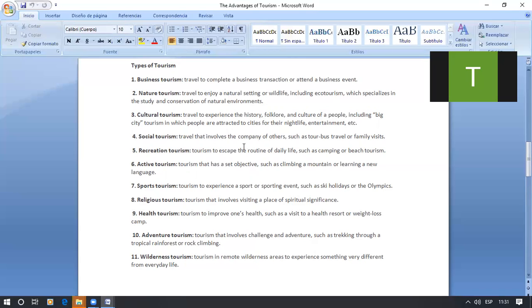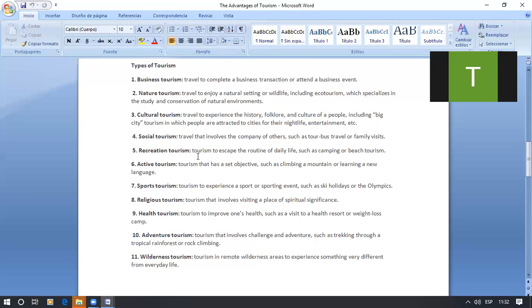Social tourism is a kind of travel that involves the company of others, such as, for example, tour bus travel and family visits. When you have a tour bus, you have many people on a bus, and this is a tour that has been planned in advance. You go with these people all the time together to visit different places. That's why it's social: you meet people and you know places.